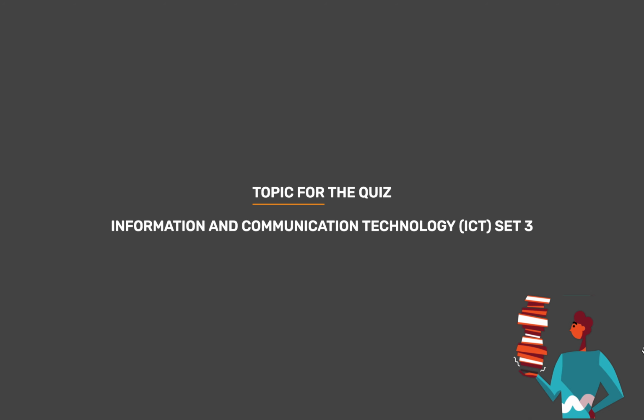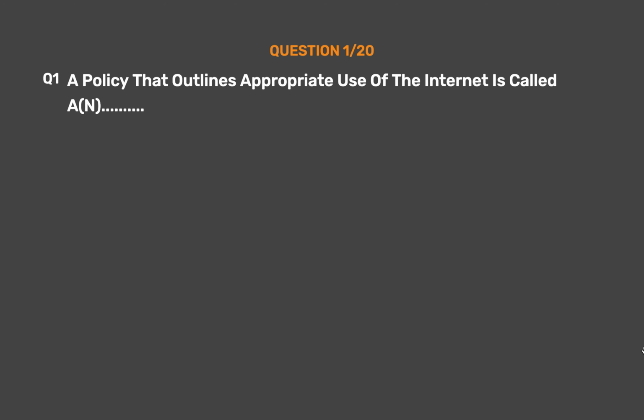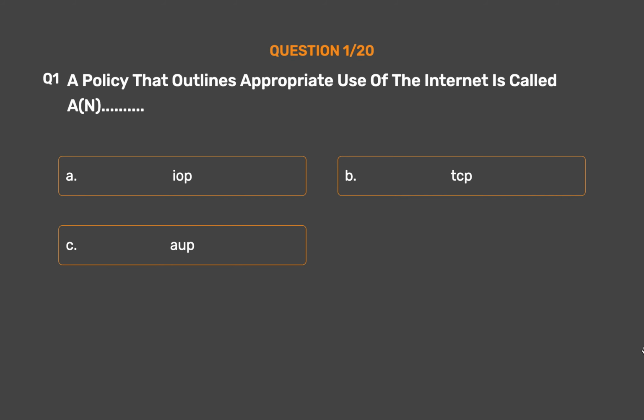Topic for today's quiz is Information and Communication Technology, ICT, Set 3. Question number 1. A policy that outlines appropriate use of the Internet is called an Option A. IOP. Option B. TCP. Option C. APU. Option D. None of the above.